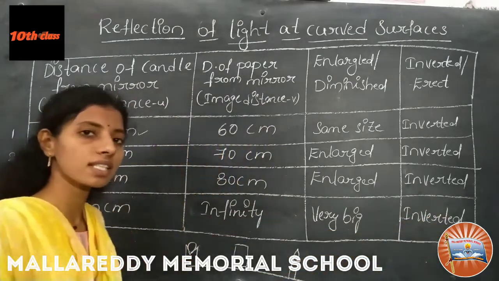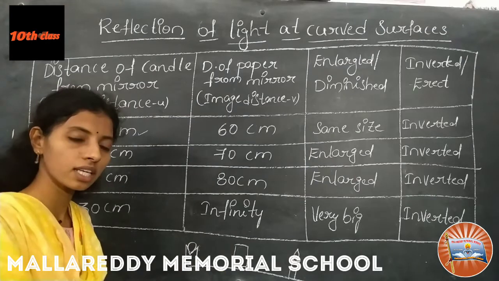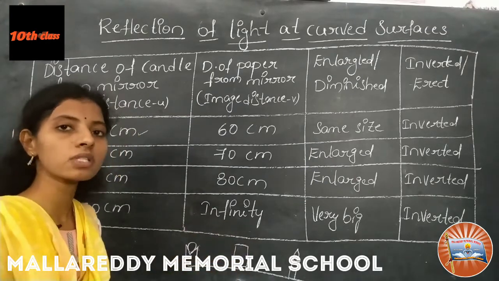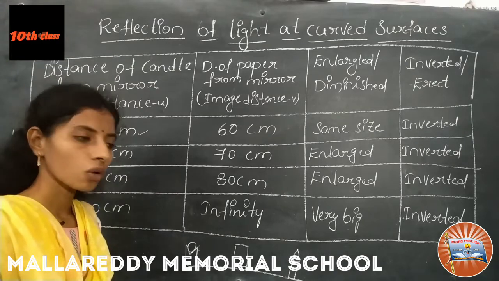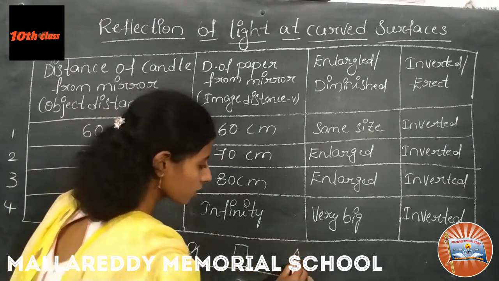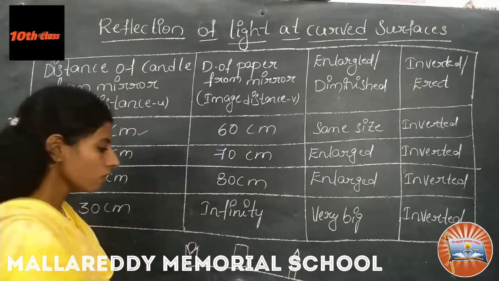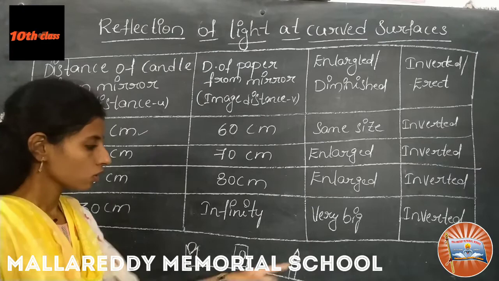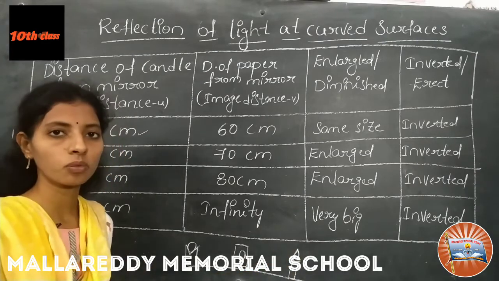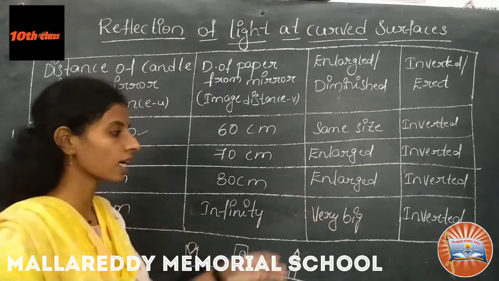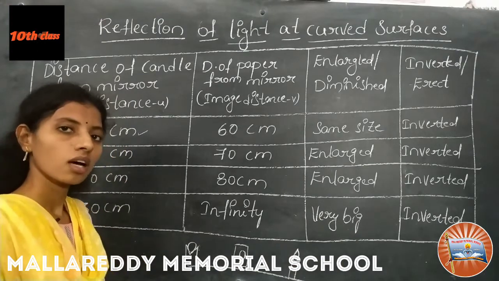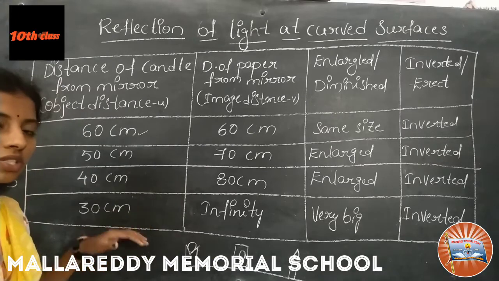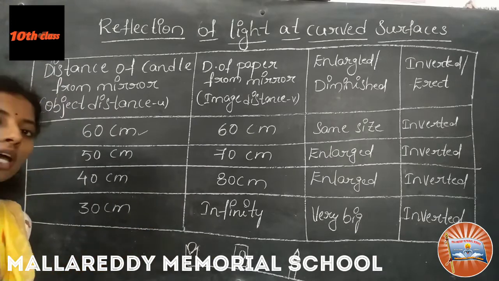Inverted is nothing but the object and the image are in opposite directions. For example, if this is upward, we will get the image downward. Both are up and down. At that time we say it is inverted. So this is finding the image distance and object distance on mirrors.